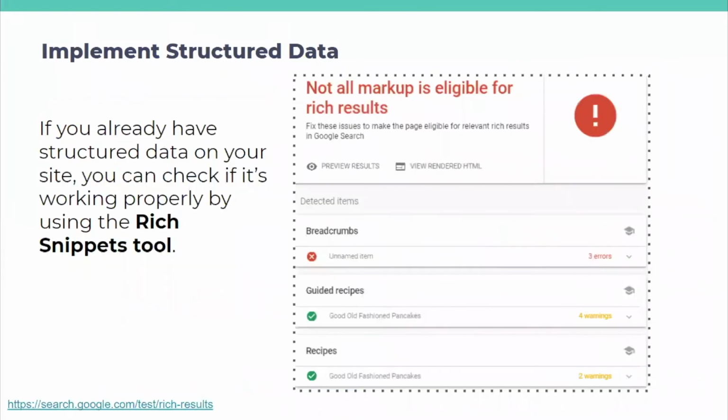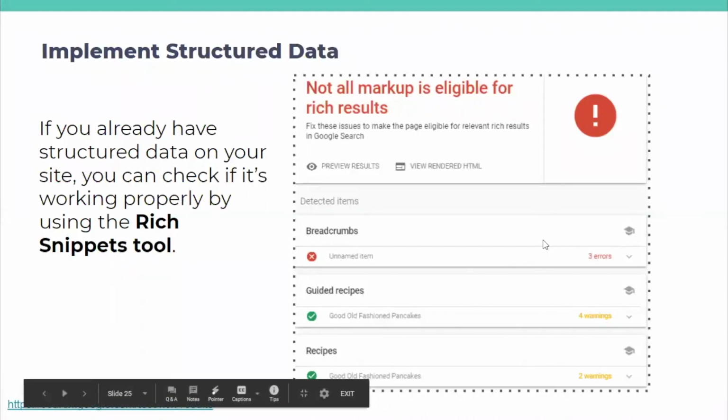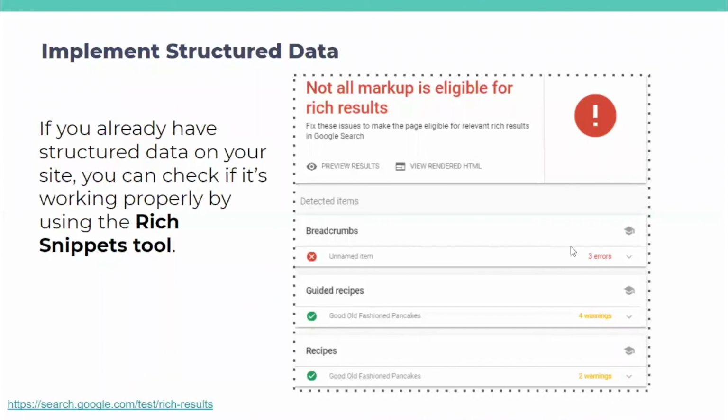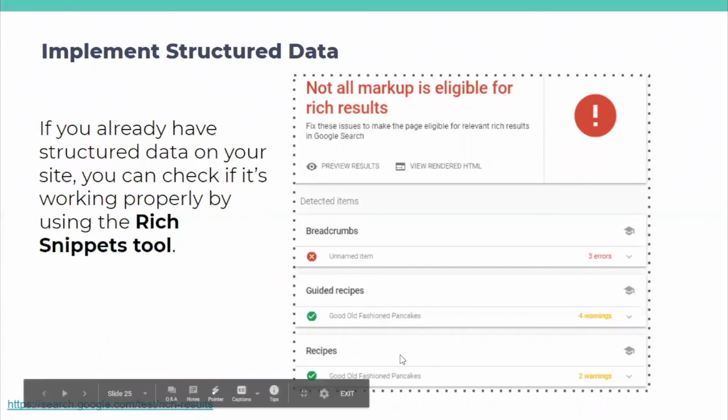Now, if you're not sure if your site already has structured data, or let's say you implemented the structured data but you're just not sure if it's working right, I'd encourage you to use the Rich Results Test tool. This can help you identify if there are any issues with your schema. In this example, I was looking at that old-fashioned pancakes recipe. You'll see that the breadcrumb schema is not working properly. There are errors that we need to fix. The other types of schema are working. They have this little green check mark, but there are some warnings.